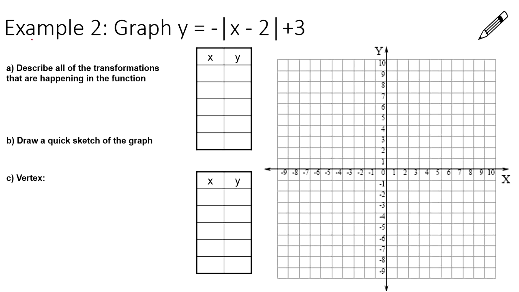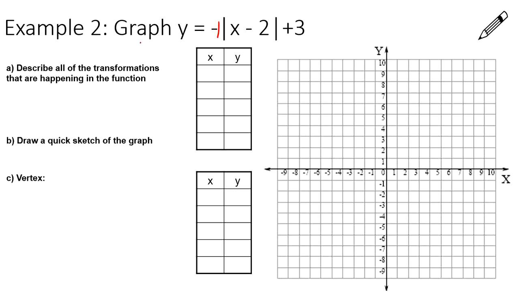We only have 2 examples that we're going to go through today. So example number 2. We already did example number 1 with the parent function, so now we're doing example number 2. Okay, so we're graphing the equation y is equal to a negative, whenever there's no number, remember it's assumed to be 1, a negative 1 times the absolute value of x minus 2 all plus 3.